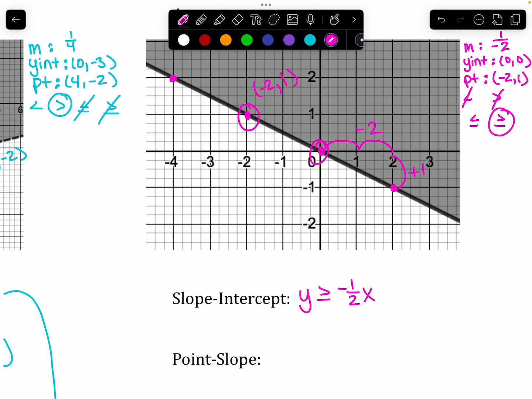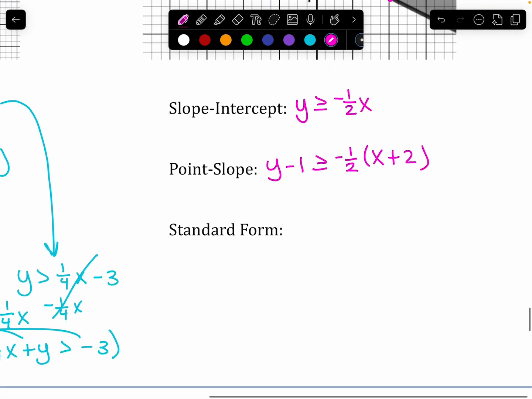Slope-intercept, y is greater than or equal to -1/2 x, and then you could put +0 at the back if you wanted to, but we don't need to. And then for point slope, we have y minus 1 is greater than or equal to -1/2 x plus 2.